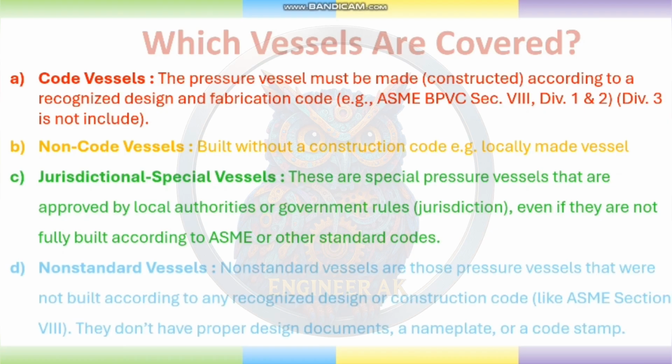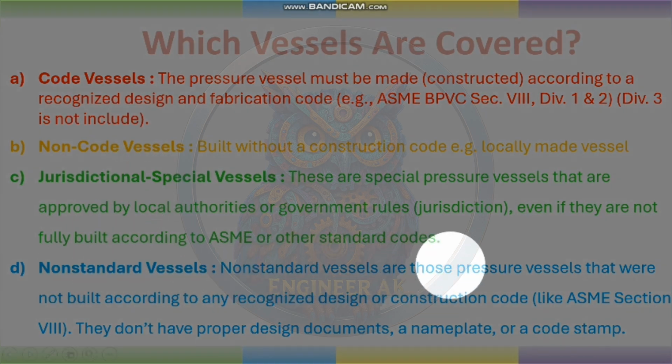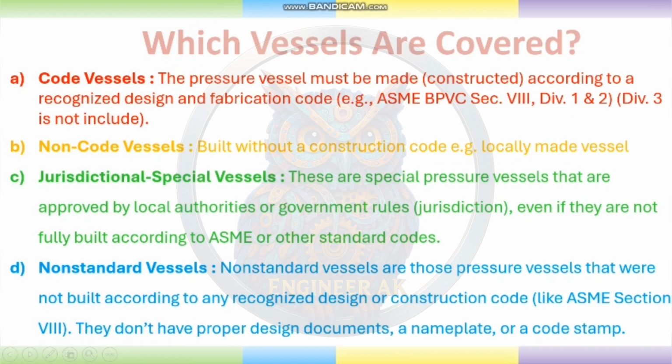And the last is non-standard vessels. Non-standard vessels are those pressure vessels that were not built according to any recognized design or construction code, like ASME Section 8. They don't have a proper design document, a nameplate, or code stamp. So basically, non-standard vessel and non-code vessel, these are somehow the same. So these are the four kinds of vessels that are covered by API 510: code vessels, non-code vessels, jurisdictional special vessels, non-standard vessels. So I hope you got the idea.